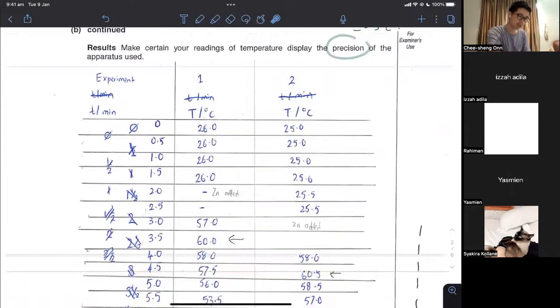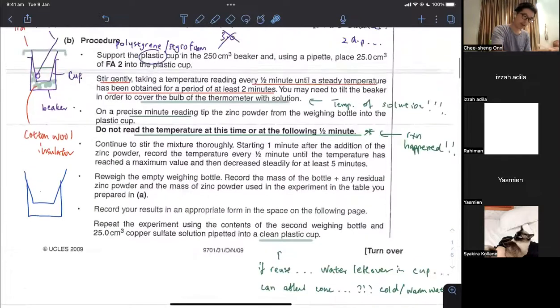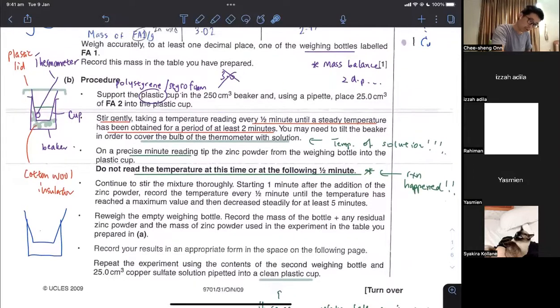You're asked to record the temperature every half minute, except when you add in the solid. Now you understand why this student did not have the same time at which he added the solid. It's because he followed the instruction: do not read the temperature when adding the solid, until a steady temperature has been obtained for a period of at least 2 minutes.